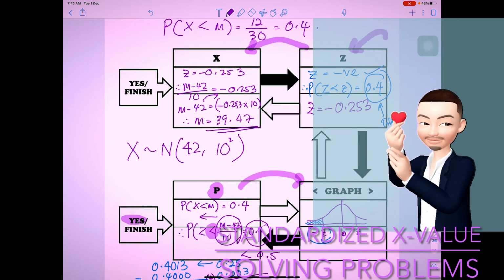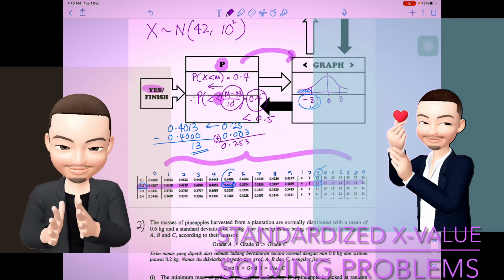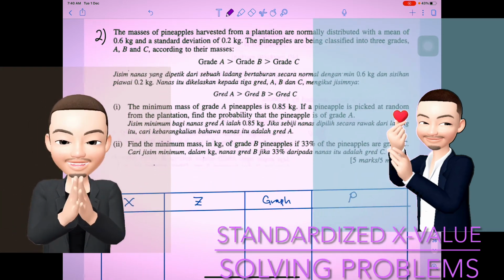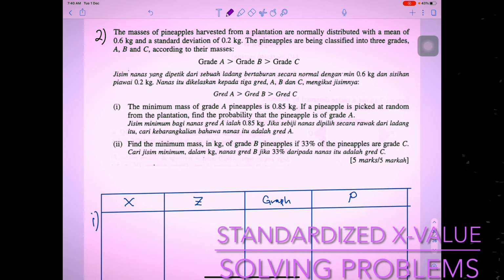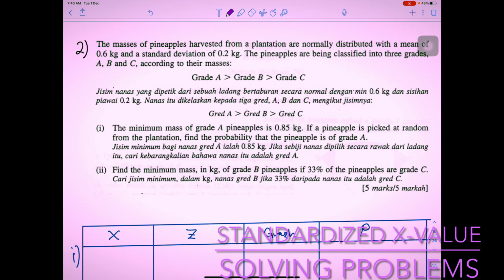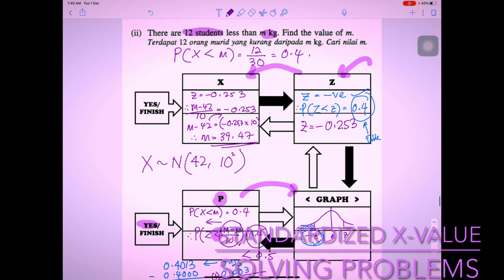I hope you can follow the instructions and follow the flowchart. This is another example that we can use to solve the problems. This is how we use the flowchart method to solve the problem.